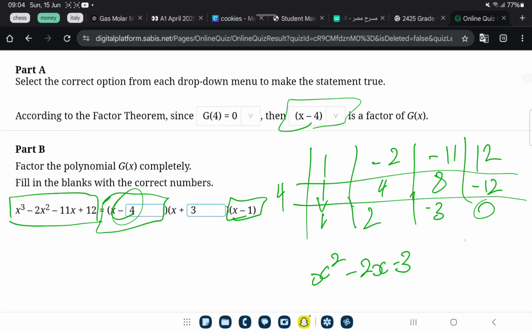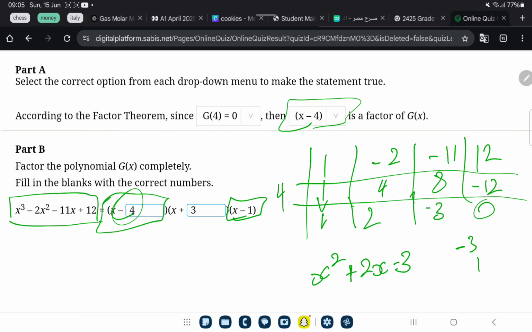So you get your roots are 3 and minus 1. Sorry, here it's plus 2, not minus 2. So again, put this into your calculator. You get 1 and minus 3.